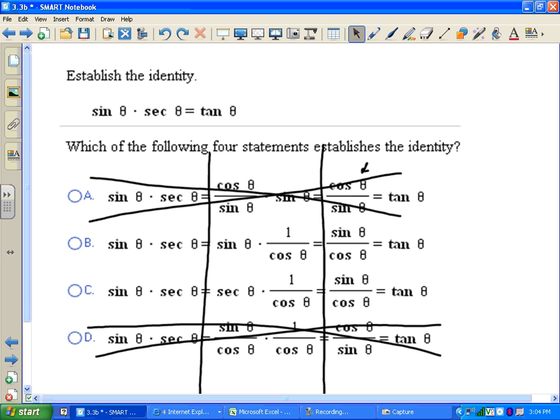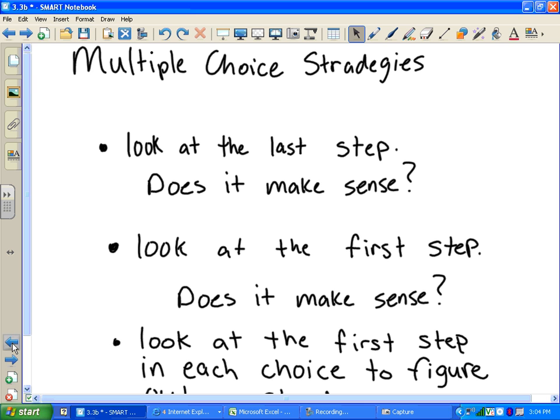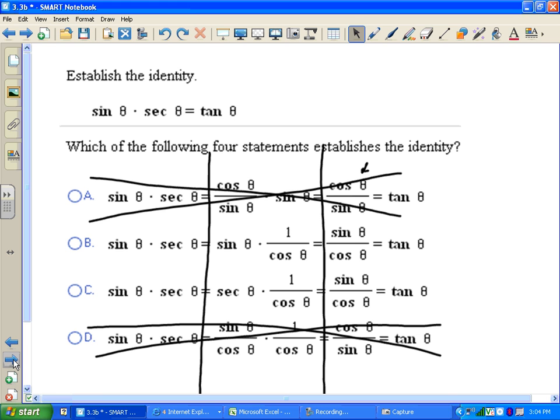Now, let's go back and let's look at another strategy here that's going to involve my multiple choice ideas. Okay, so second bullet there. Look at the first step. Again, does it make sense? Okay, so let's go back and let's look at the first steps. So I've already eliminated the first and last choice from the last step. Now let's look at the first step.